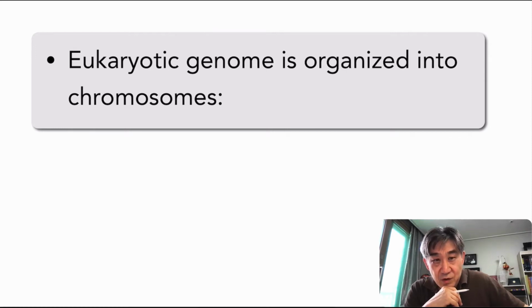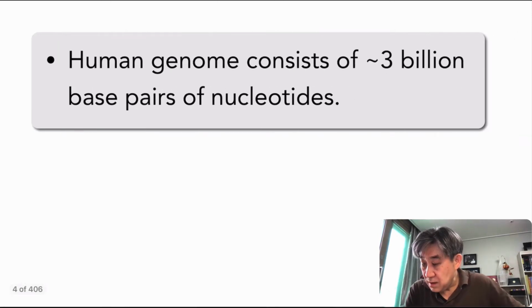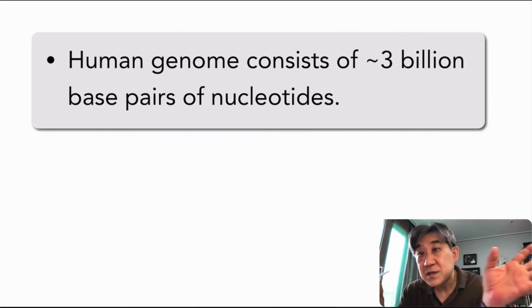Okay. So the eukaryotic genome is organized in chromosomes. We already know that. We have briefly at least looked at it in the previous chapter. So for example, this human genome, speaking of our own genome, if we line up all the DNA, which is double stranded as a result of complementary base pairing, it consists of about 3 billion such nucleotide pairs.